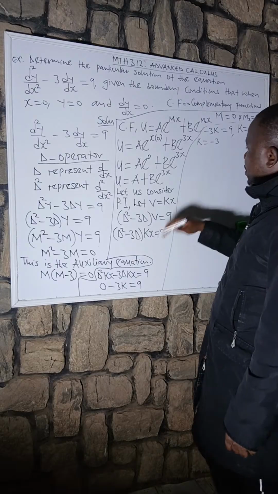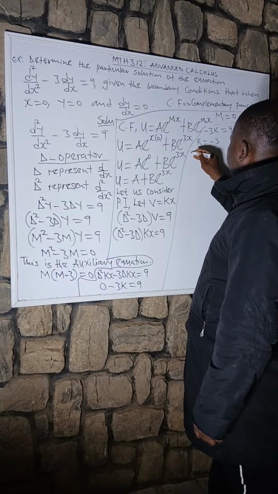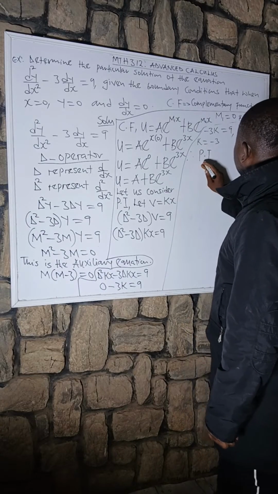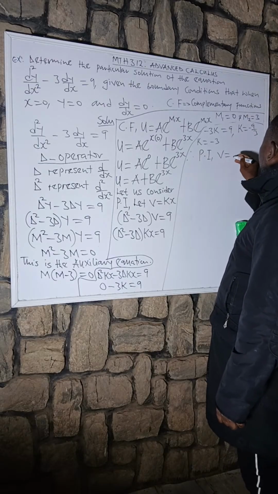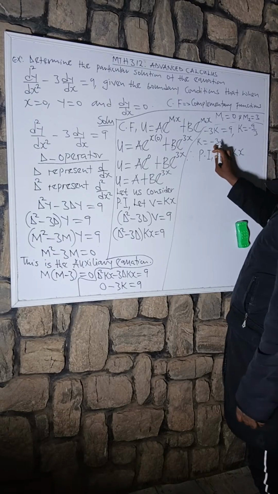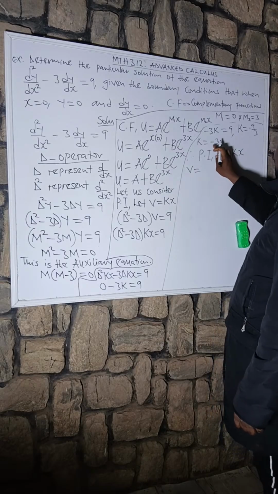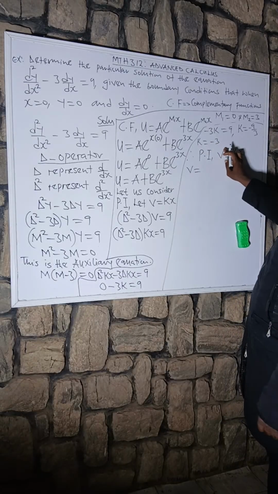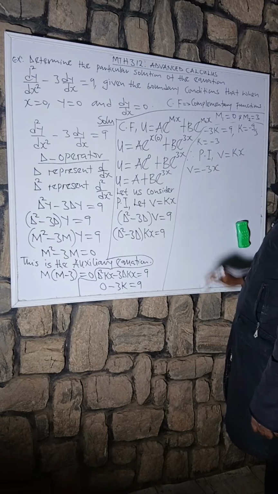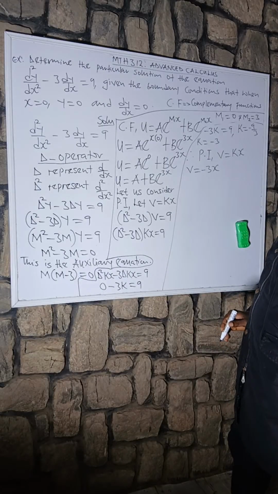So now we come back to the particular integral. Let v equals to this. It means our particular integral v will be equals to kx, where k is minus 3. So v will now be equals to, instead of k, we write minus 3. We use minus 3 to multiply x. So here will be minus 3x. Do you see now? Are you following?